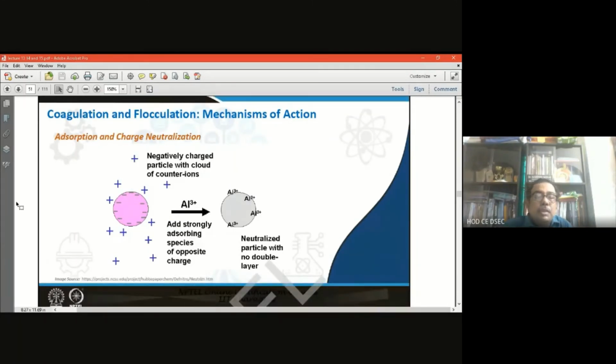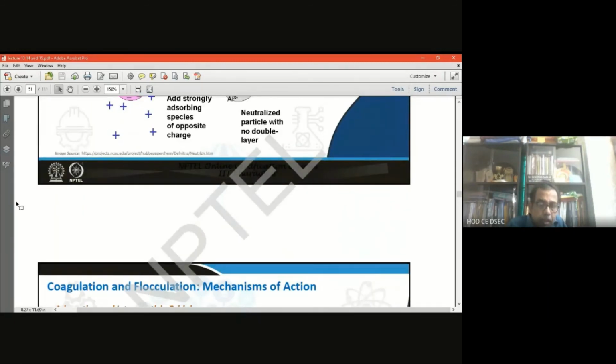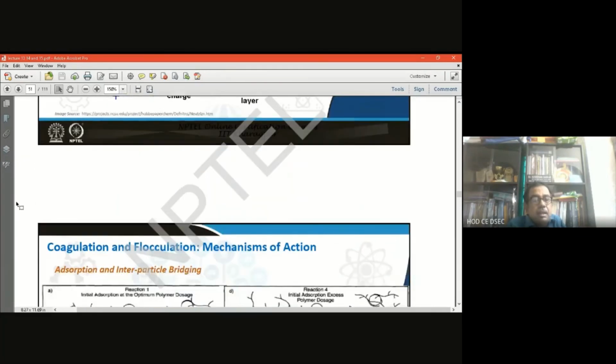Now, the coagulation flocculation mechanism of action is adsorption and charge neutralization. That means the negative charge is surrounded by the positive charge. Suppose we are adding aluminum sulfate, alum, the classic example of a coagulant. Now, what is aluminum 3 plus? That is the positive ion. So the negative charged particle with a cloud of counter ions, that is the positive charged particles, becomes neutralized. And if the particles are neutralized with no double layer, then they will form a flock and settle down.